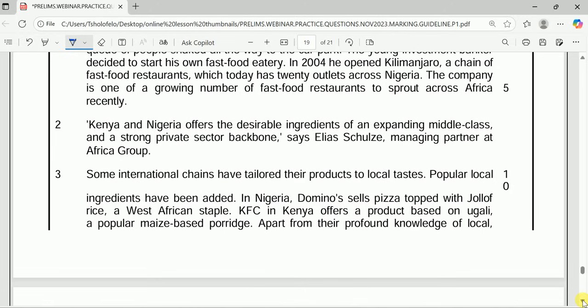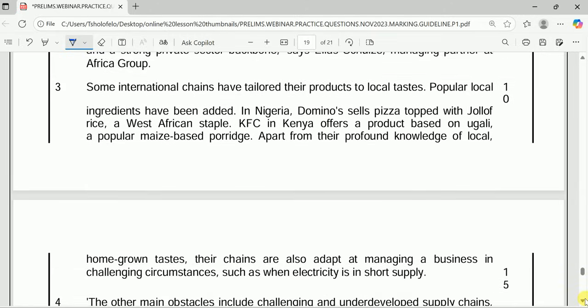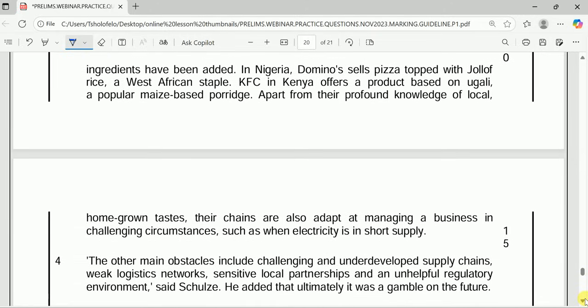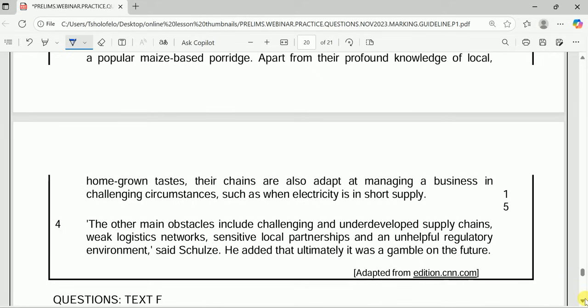Apart from their profound knowledge of local, homegrown taste, their chains are also adept at managing a business in challenging circumstances, such as when electricity is in short supply. The other main obstacles include challenging and underdeveloped supply chains, weak logistics, network-sensitive local partnerships, and an unhelpful regulatory environment, said Schools. He added that ultimately it was a gamble on their future.